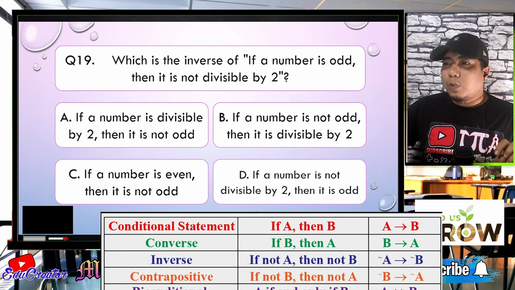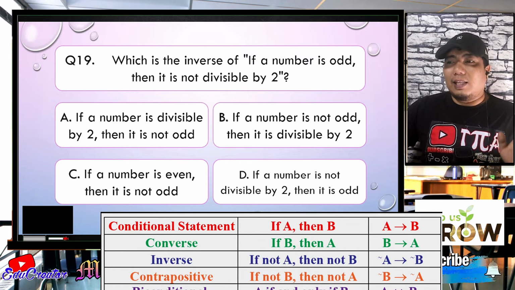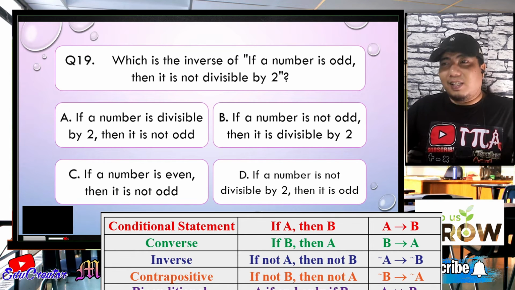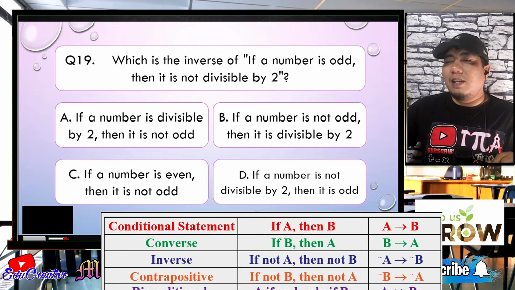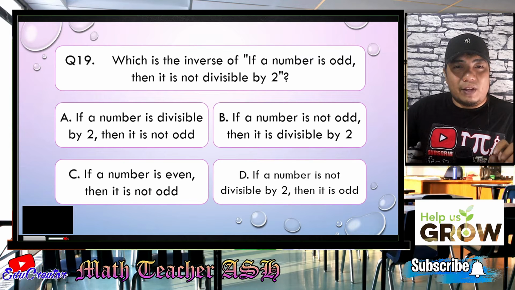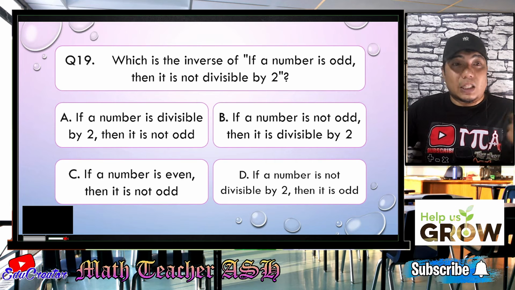All right, so we are finding the inverse. The inverse is just the negation of both A and B, with the same context. So we have, if not A, then not B. We just need to negate the first statement, then also negate the second statement. So how do we do that? If a number is odd, then in negation, that would be if a number is not odd.